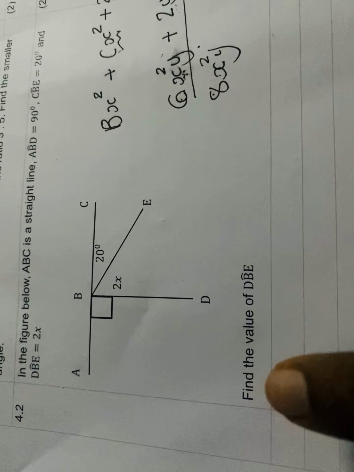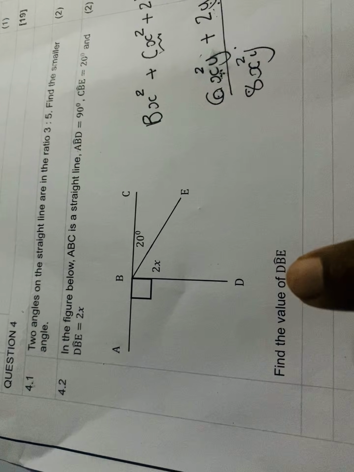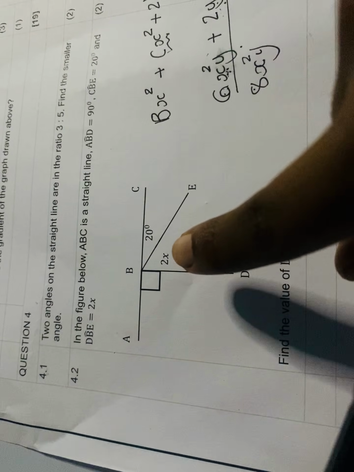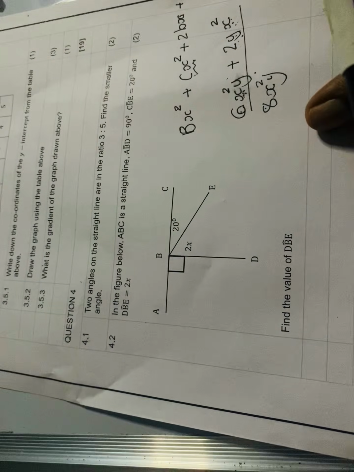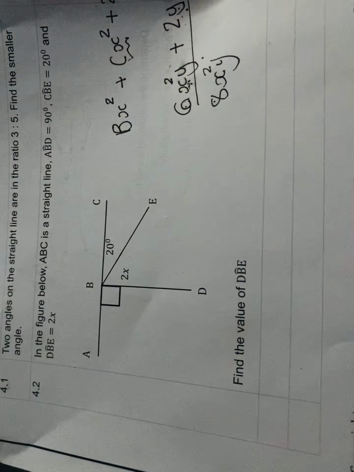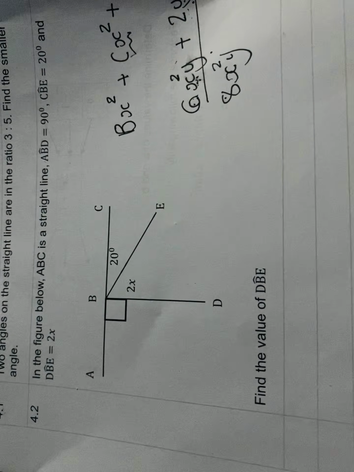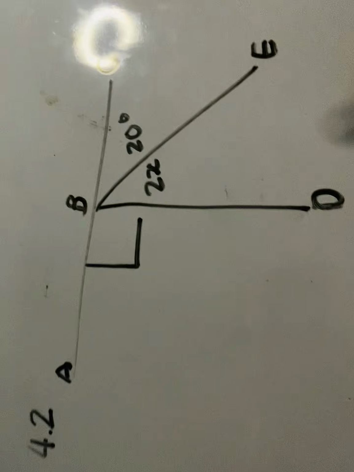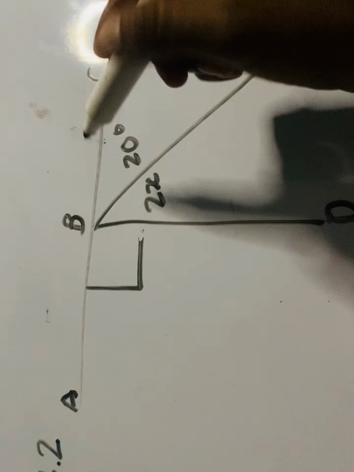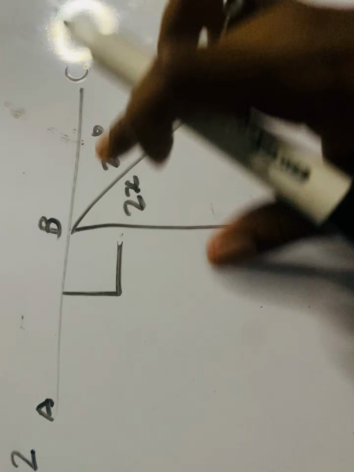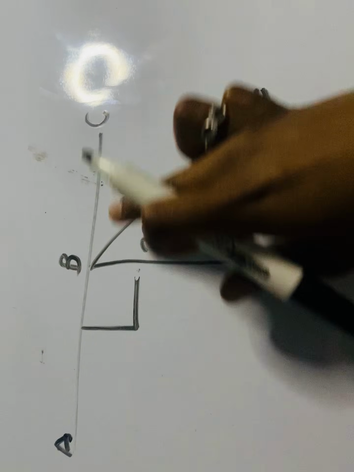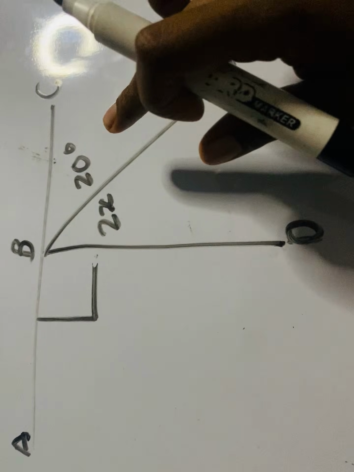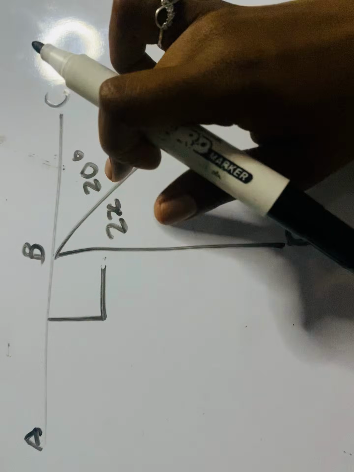Now the question says find the angle, the value of angle DBE, meaning it's like they want you to solve for x. I don't know why they asked it in that way, but they want us to find the value of x in this case, right? So there are two ways in which you can solve for x in this case, right? You have ABC as a straight line. You can use your angles that are lying adjacent to each other on a straight line to solve for x, or you can use complementary angles.